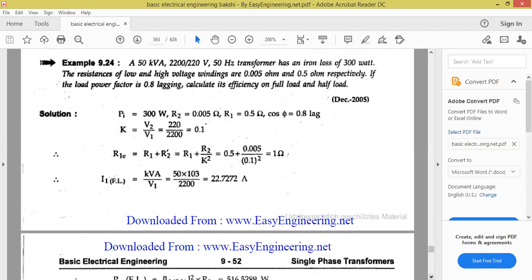A 50 kVA transformer has iron loss, resistance, low voltage, high voltage windings. So primary and secondary can be called as low as well as high depending upon the case. High voltage winding will be primary because the primary winding voltage is high. Calculate efficiency on full load and off load. So first in this problem, what they have given, resistance, low voltage, high voltage they have given.